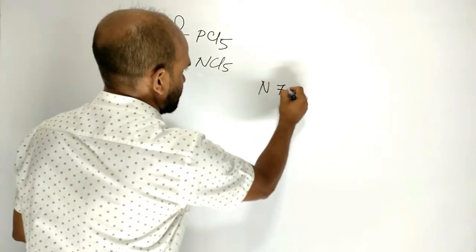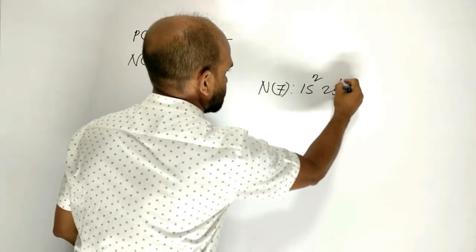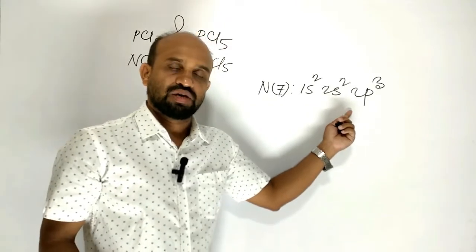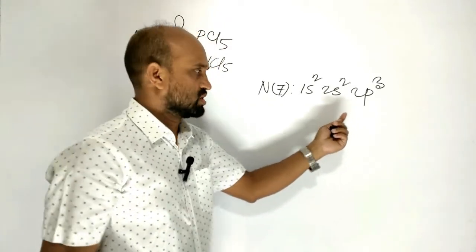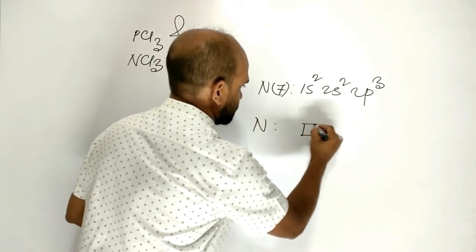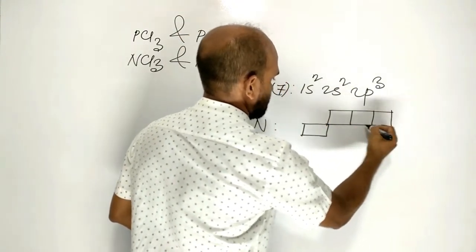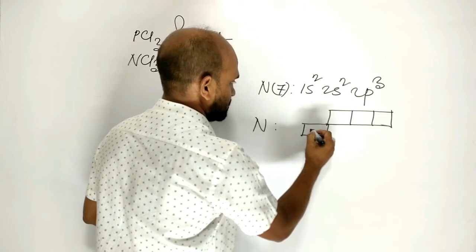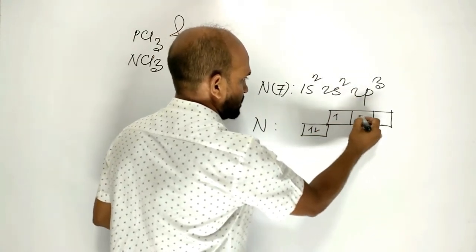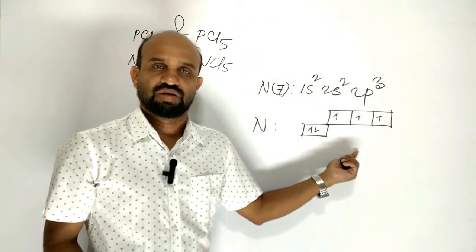Nitrogen has atomic number 7. Its electronic configuration is 1s2, 2s2 and 2p3. Let's write the electronic configuration of nitrogen in box method. 2s and 2p, 1, 2, 3. The 2s orbital contains 2 electrons and the 2p orbitals contain 1 electron each. This is the electronic configuration of nitrogen in box method.